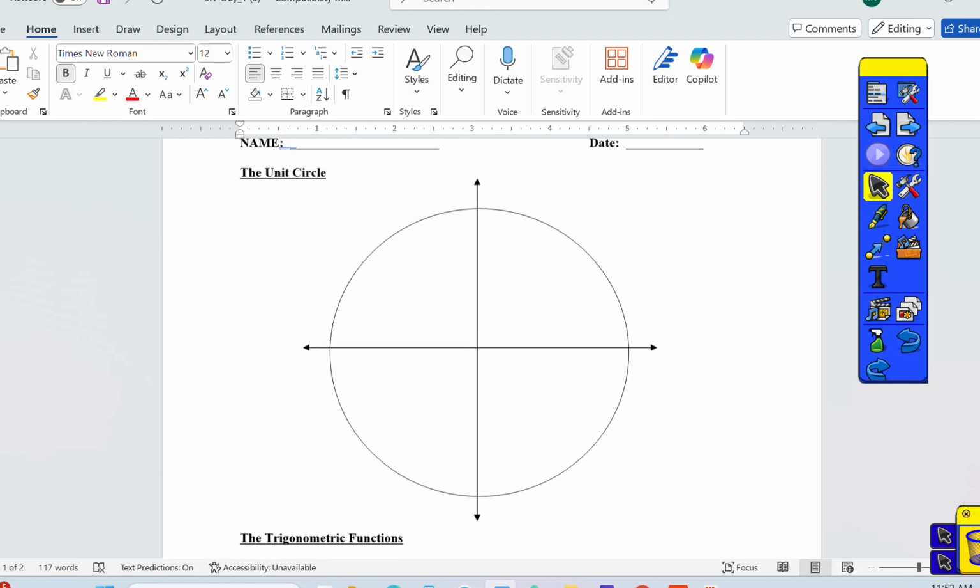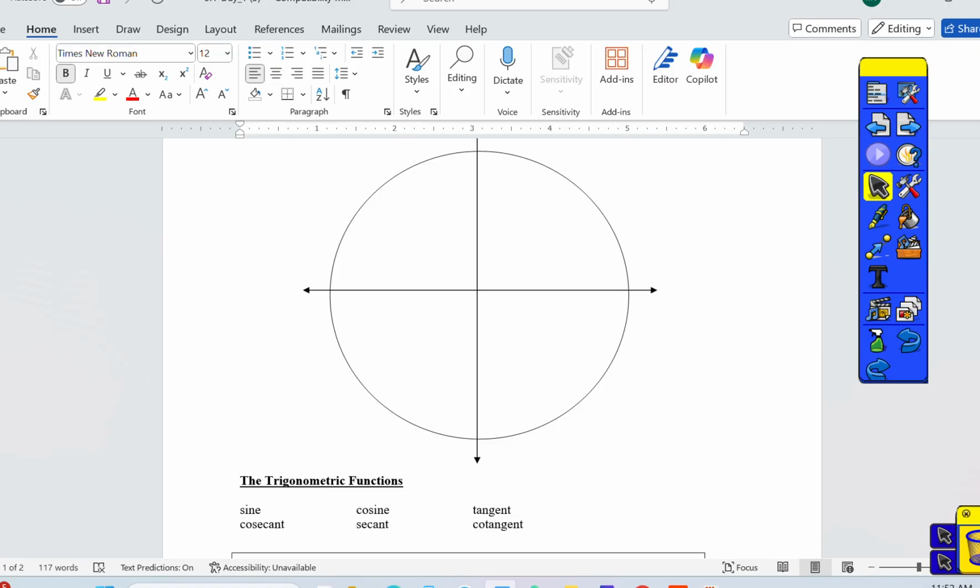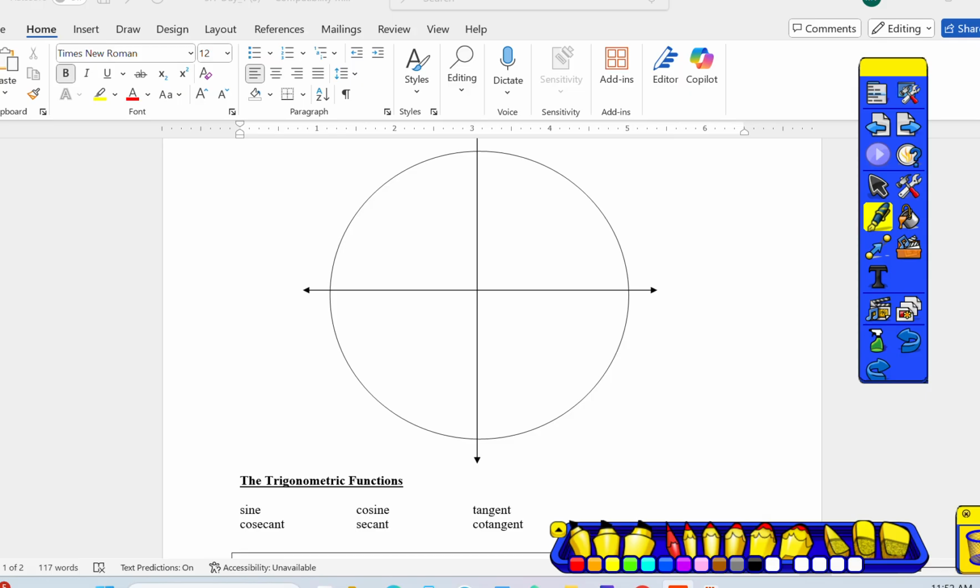Okay. So just a quick review to get us started. Let's sketch the 30, 60, 90. So that first triangle in the first quadrant there. So let's start. Draw a sketch of that 30-degree angle. Label it 30 here.